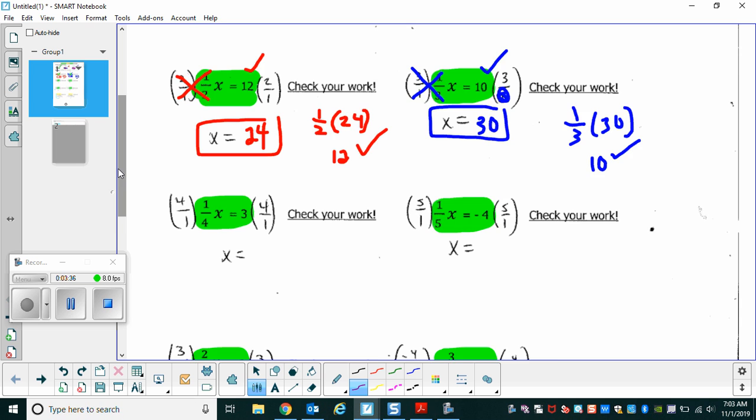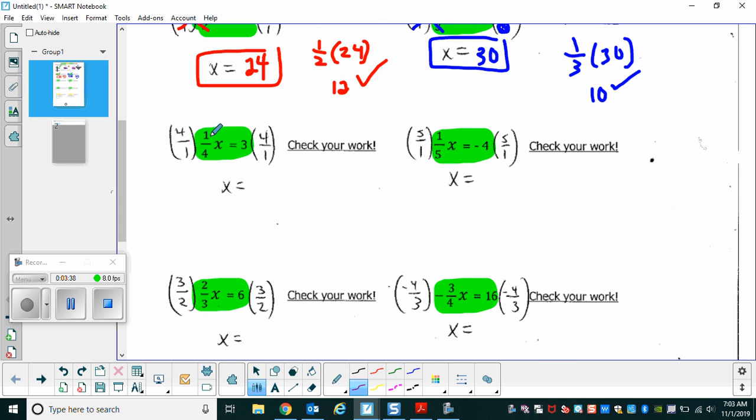All right, so at this point, you're probably catching on here. What we do to get rid of the fraction, we just multiply both sides by its reciprocal. So for this one, 1/4 times 4 over 1, that cancels out. So over here, 3 times 4 is 12.